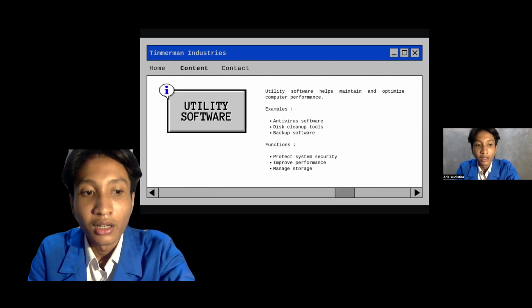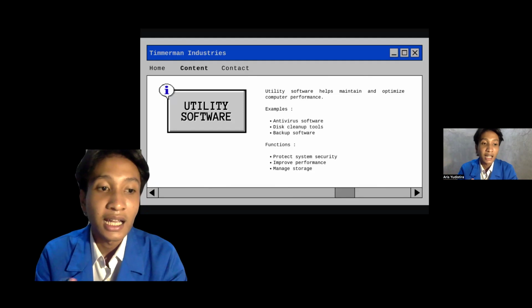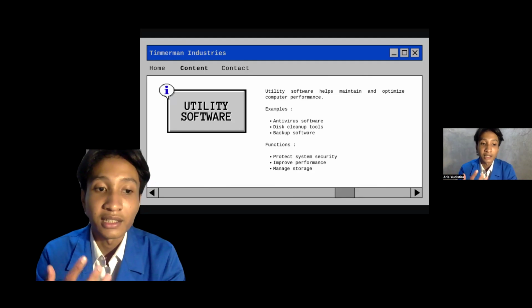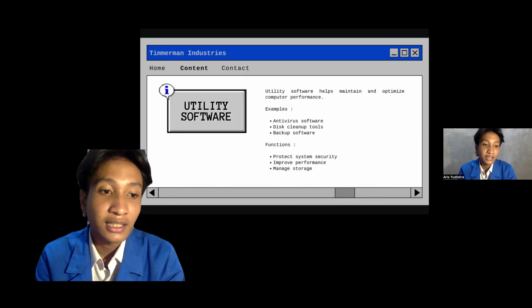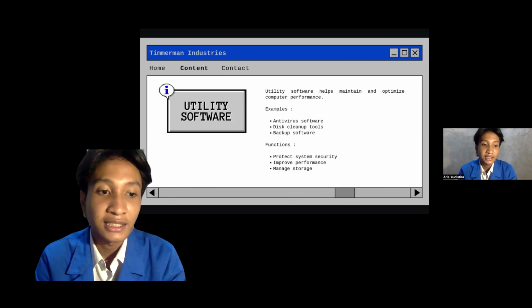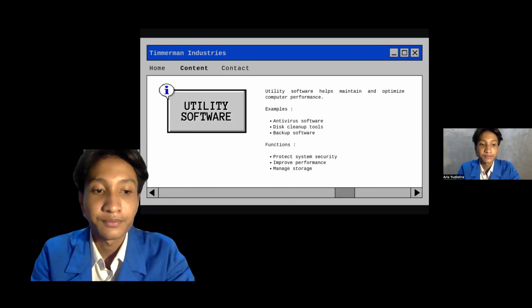The utility software. Utility software helps maintain and optimize computer performance. Examples include antivirus software, disk cleanup tools, and backup software. Its functions are protecting system security, improving performance, and managing storage.